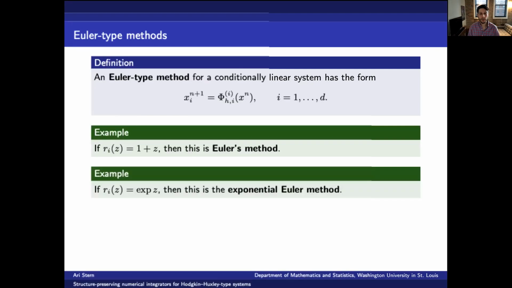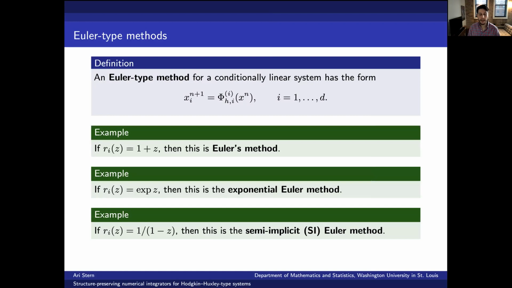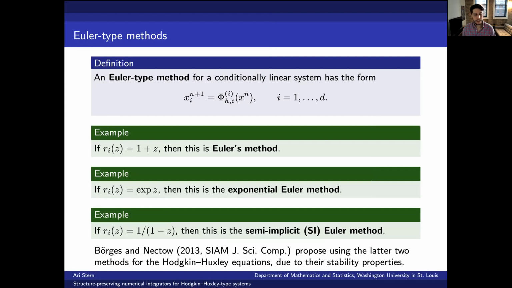All right, so this includes Euler's method, the exponential Euler method, as well as the semi-implicit Euler method, which is related to basically applying backward Euler to that frozen system. Okay, so Euler's method is well known to have problems with stability in the presence of stiffness, but the exponential and semi-implicit Euler methods are much more stable, and for this reason they've been proposed as good methods for the Hodgkin-Huxley equations due to these stability properties.